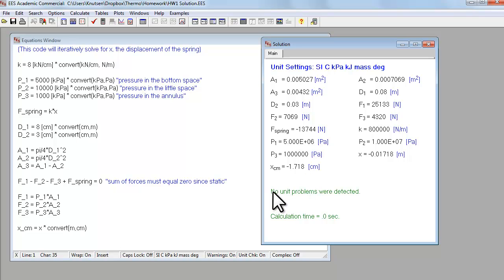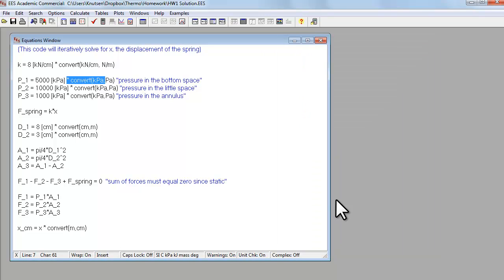And a big thing to take away from this is that it said no unit problems were detected. And this can be a real lifesaver. If you make a unit mistake, you might be off by 3 orders of magnitude. So for example, let's say I forgot that these are in kilopascal, and I'm going to get rid of these convert functions. And without these functions, I'm using P1, P2, and P3 in kilopascal.